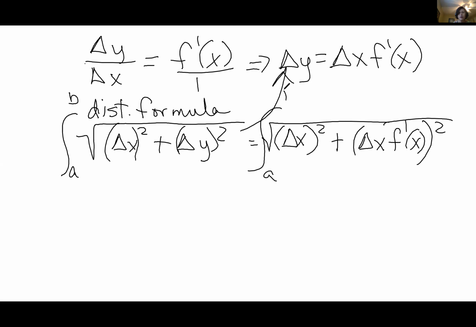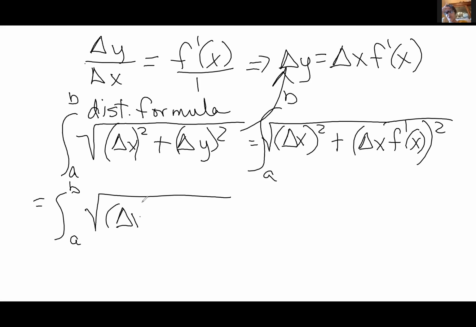Okay, now look at what we have under this last integral that I wrote. Can I clean up the second part a little bit? How do you square delta x dot f prime of x? Be careful, they're multiplied. Oh, they're plus. My bad.